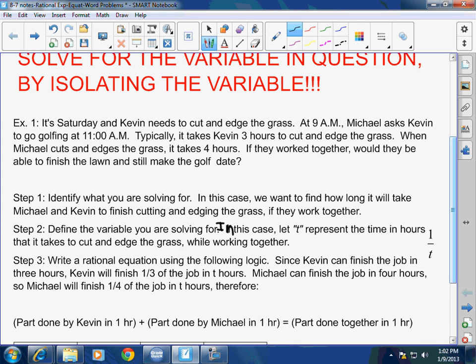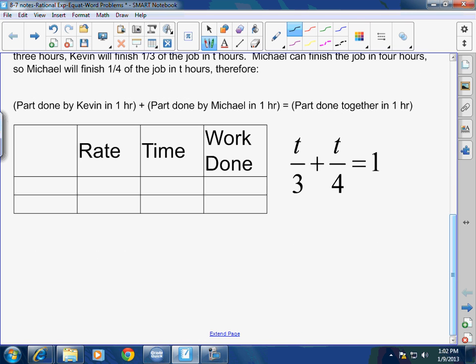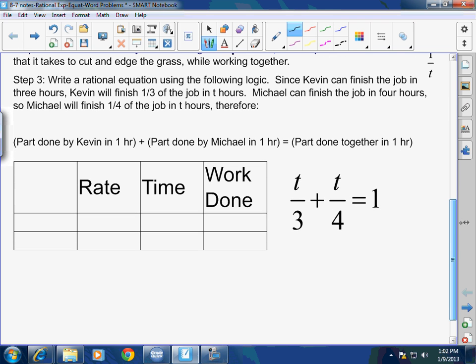Okay, let's put it now in actual computation because I know it's going to make it a lot easier. Okay, you know what? I should change this. It shouldn't be 1/3 of the job in T hours. Well, yeah, it should. Yeah, I'm right. So I have here part done by Kevin in 1 hour, part done by Michael in 1 hour, and the part done together to equal one complete job.